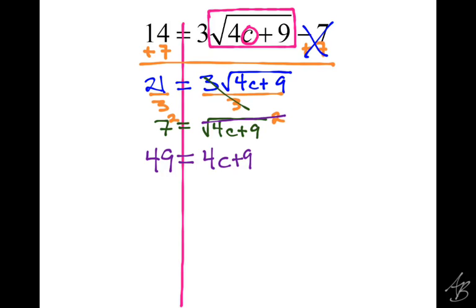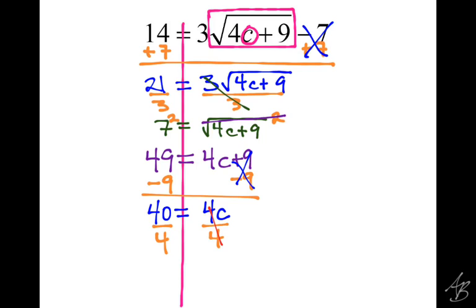Now we just solve like we normally do. So next thing we get rid of is the 9. 9's cancel on the right. And on the left, 49 minus 9. 40. And then divide by 4. 4's cancel, leave c equals 10. So we actually get 10 equals c, right, since the variable is on the right side.